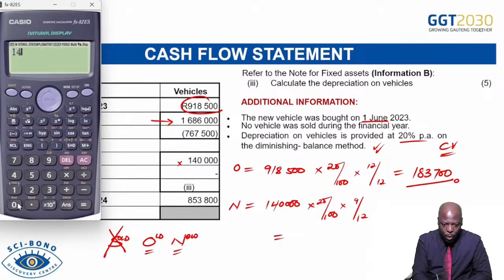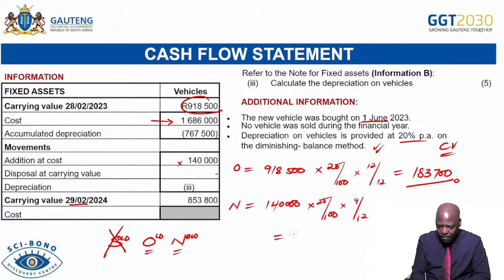Let's see how much you're going to get. So I'm going to say 140,000, multiply by 20%. All right. So I'm just going to say divide by 12, and then I'm going to multiply by 9. That's going to give me 21,000. So I'm going to get 21,000 over here.